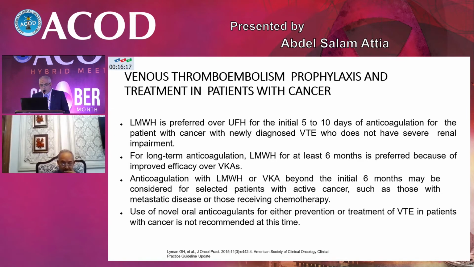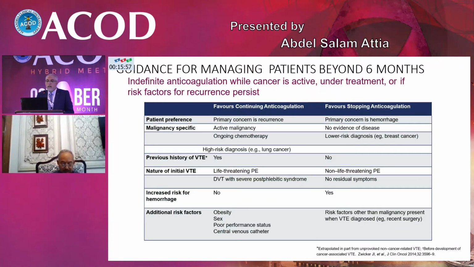Use of novel anticoagulants for either prevention or treatment of venous thromboembolism in patients with cancer is not recommended at this time. So the preferred treatment is usually the low molecular weight heparin, either for treatment or for prevention. These are the guidance for managing patients beyond 6 months. What about after 6 months?